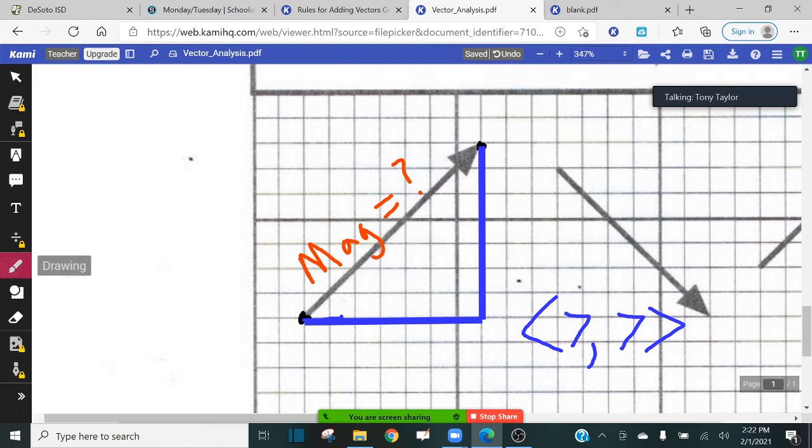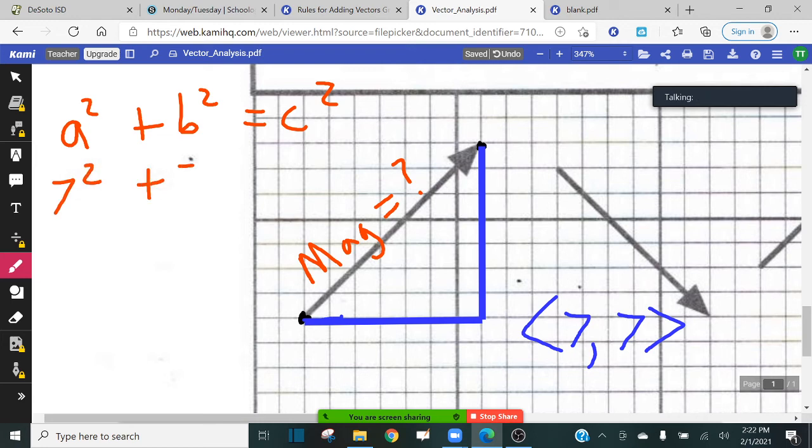And y'all should know how to find the magnitude of the vectors. You just use a squared plus b squared equals c squared. So you would use Pythagorean's theorem. Okay, so it's just 7 squared plus 7 squared equals c squared. Okay. So y'all should know how to solve this equation for c. 49 plus 49 is equal to c squared. So in other words, 98 is equal to c squared.